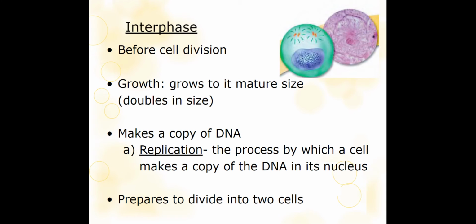So the first stage is interphase. This is where the cell spends most of its time. So it happens from right after cytokinesis, which is where the cell is split into 2 separate cells. And during this time, the cell is getting ready to divide again. It's growing, it's maturing in size, things are doubling. It's making copies of the DNA that it holds in its nucleus, and it's getting ready to divide again. So the first stage in the cell cycle is interphase.